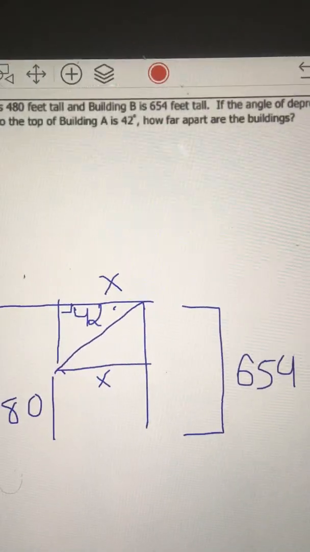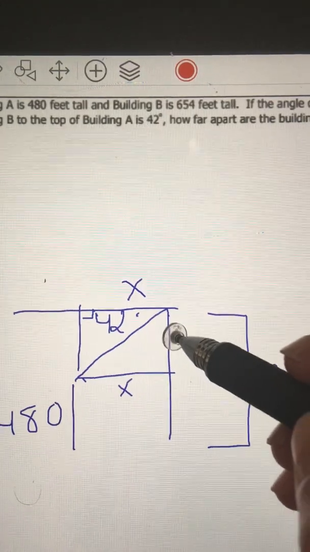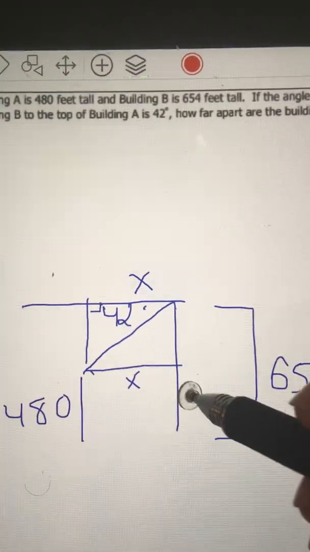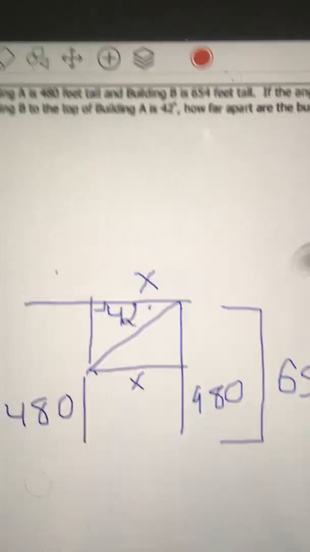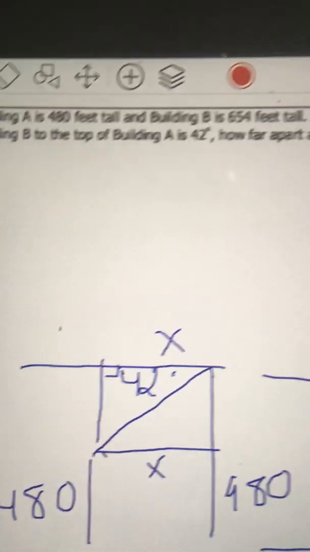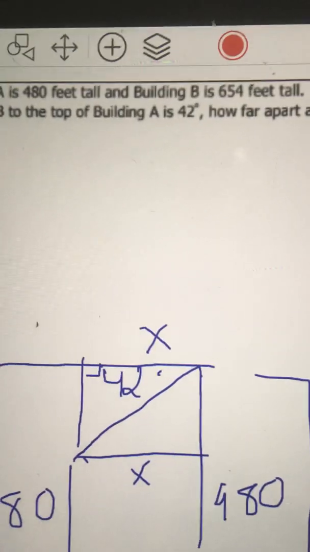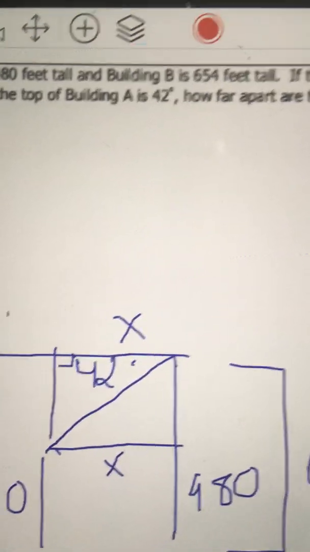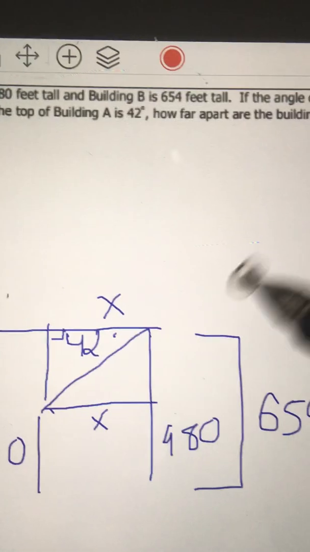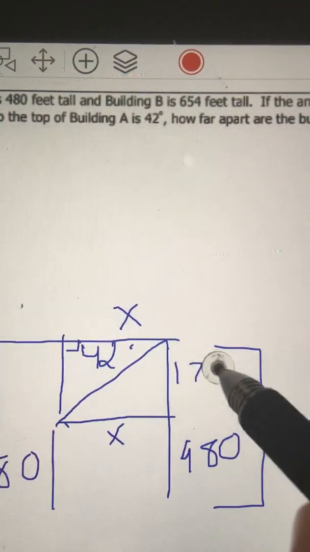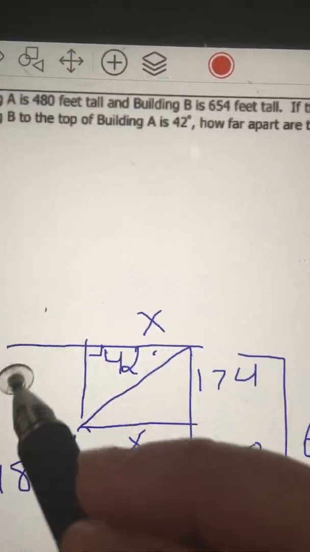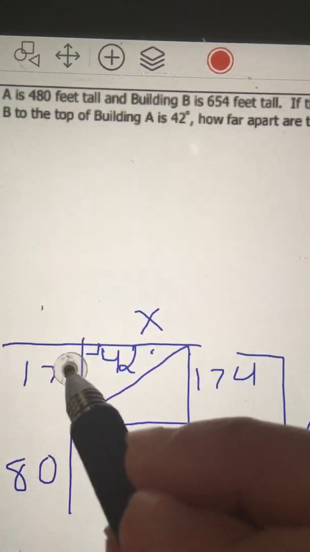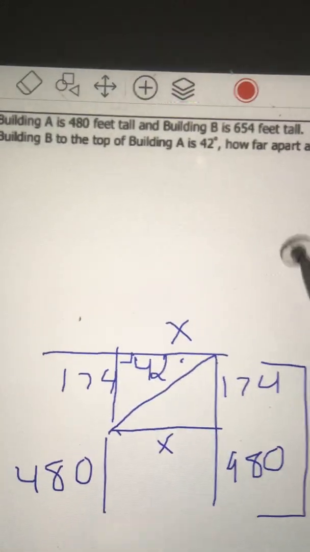And we also need to know this side here. So if the whole thing is 654, this bottom part is 480. We just have to subtract to figure out what that would be. So 654 minus 480 is 174. And then we're just dealing with this top triangle. If that's 174, this is also 174.